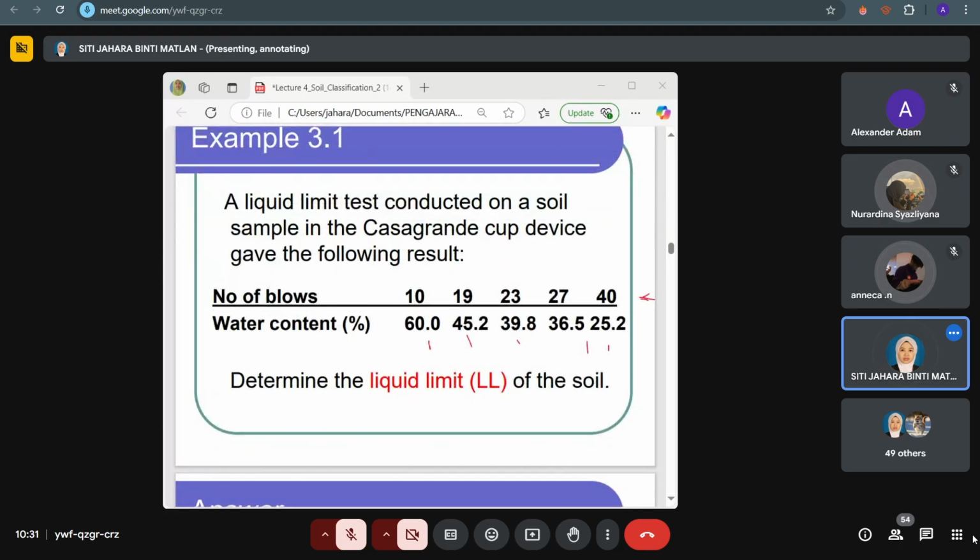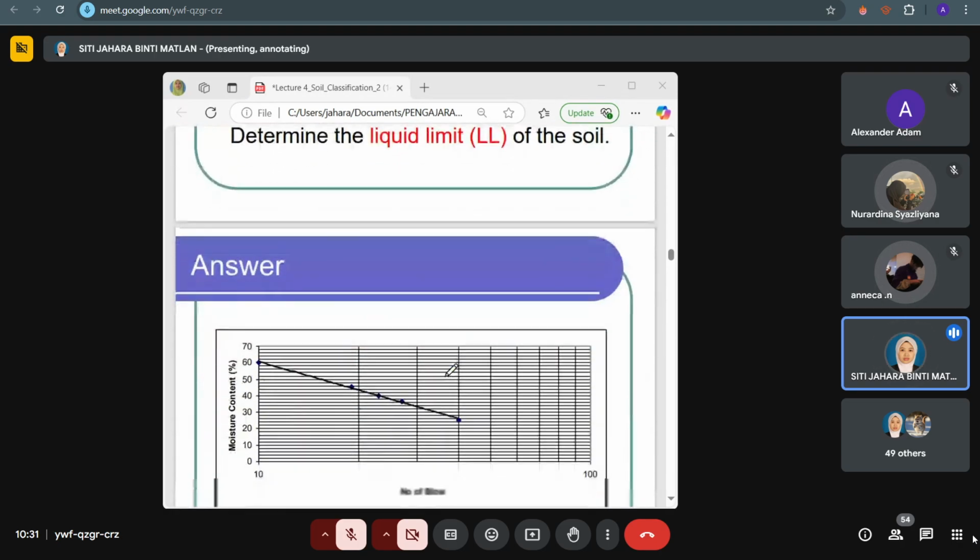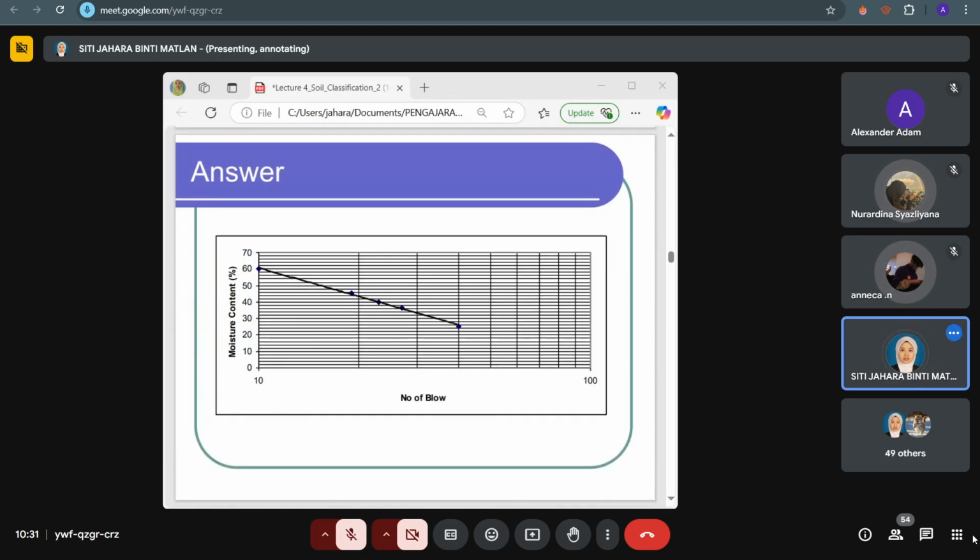So example, saya bagilah example. To solve example 3.1, given the results of the Casagrande test seperti dalam table berikut, number of blows and water content, determine the liquid limit of the soil. Okay, kita go terus sajalah. Ini adalah contoh result from the Casagrande test.